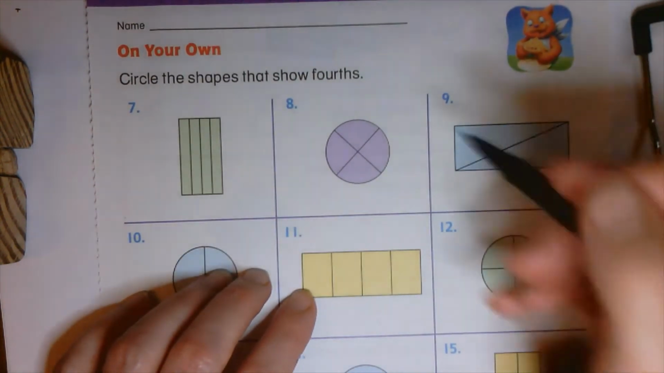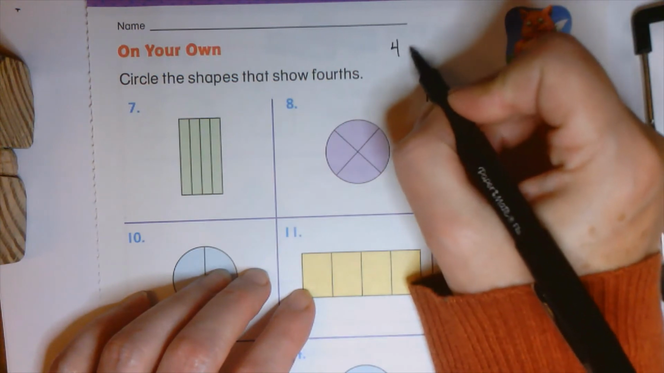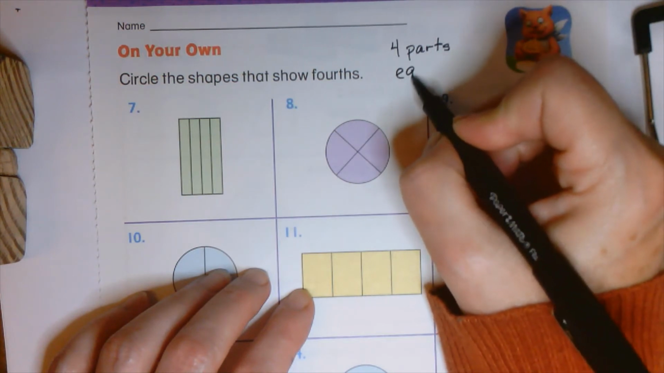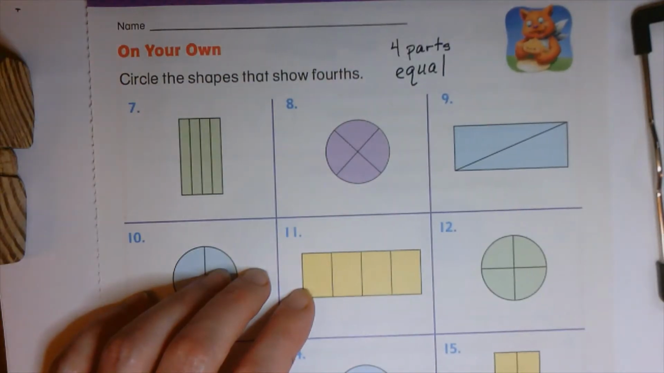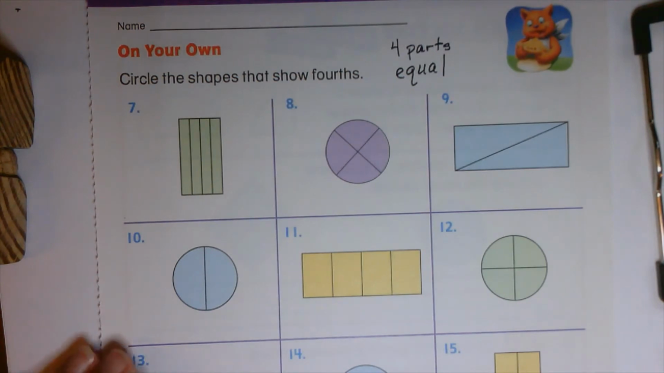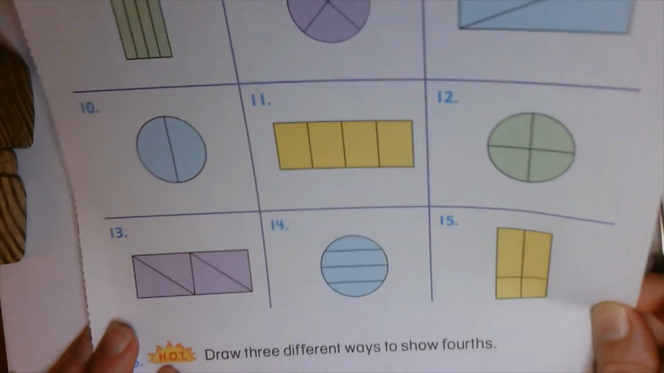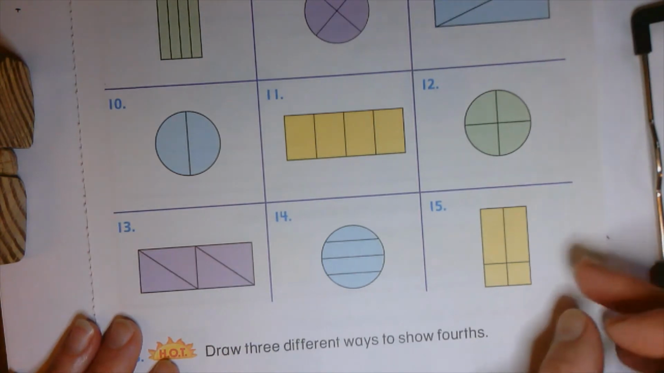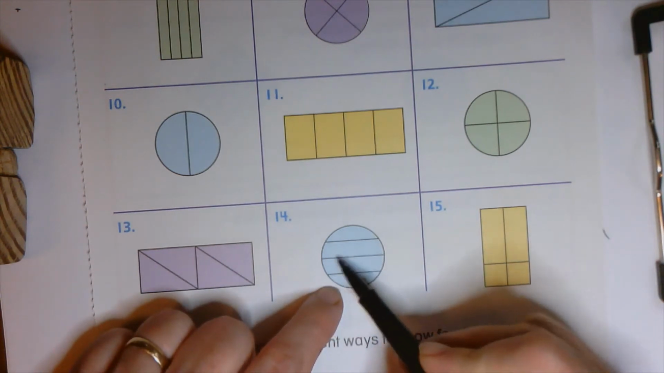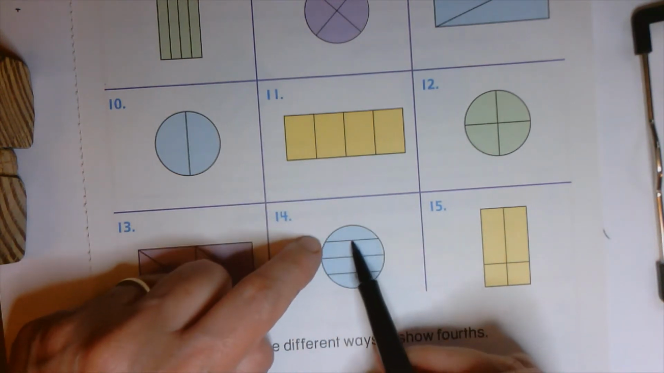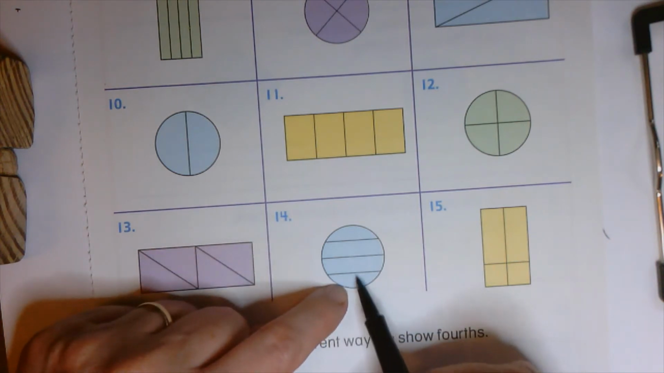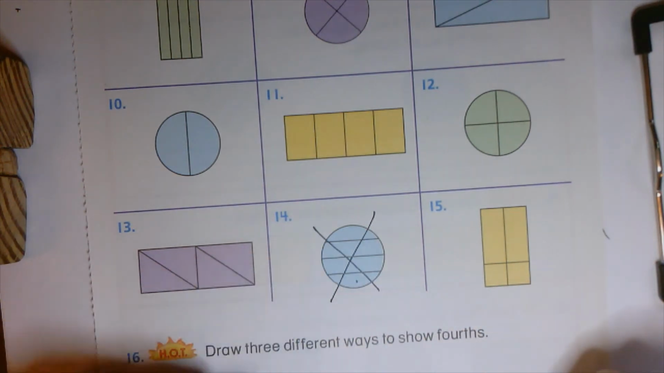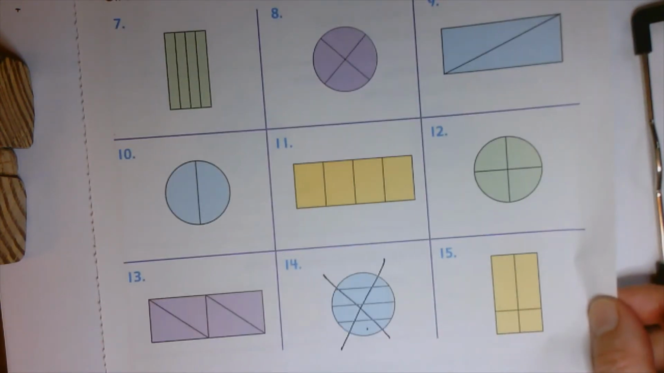All right. Circle the shapes that show fourths. So remember, you need 4 parts. It has to have 2 things. It has to be in 4 parts, and those parts have to be equal. If they're not equal, then it's not fourths. Now, conveniently, you only have a couple things here that don't show 4 equal parts. So take a look here. This is divided into 4 parts, and they're the same height for each one, aren't they? But if you look at that one, it's not the same as that one. So this one is not 4 equal parts. You have some others that are not 4 equal parts also.